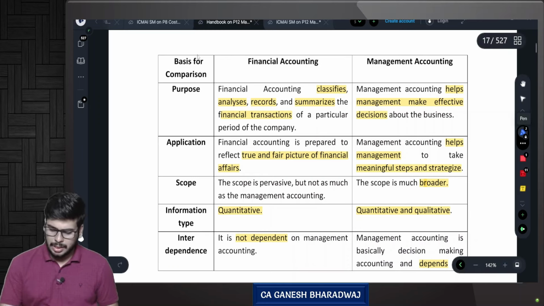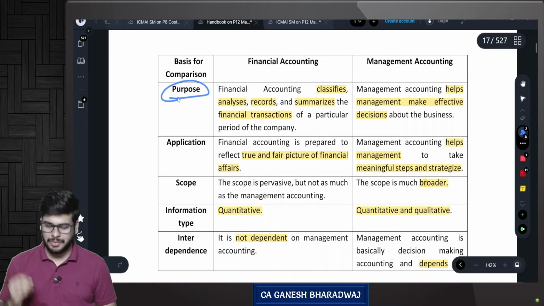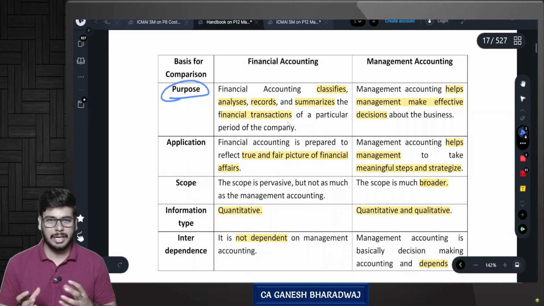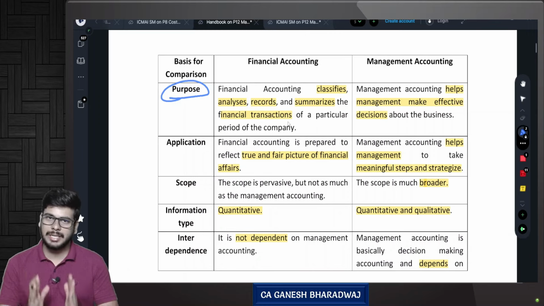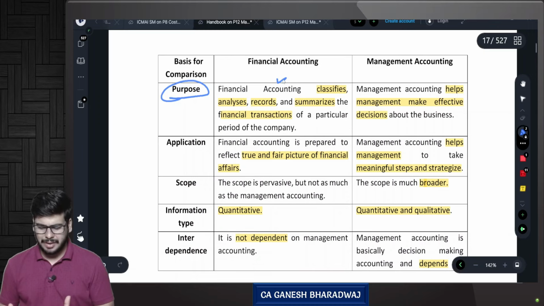First, the basis for comparison. Purpose. Why are you having financial accounting? It classifies, analyzes, records and summarizes the financial transactions of a company, basically to present the financial statements and give them to the external users. Broadly, this is the purpose. Clear? They have given some words.